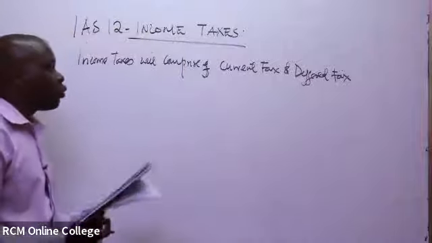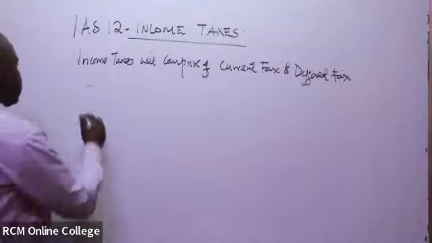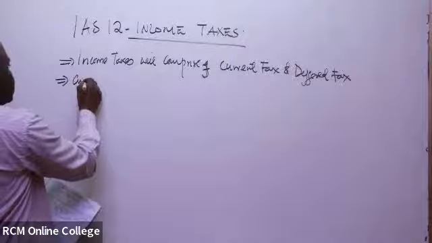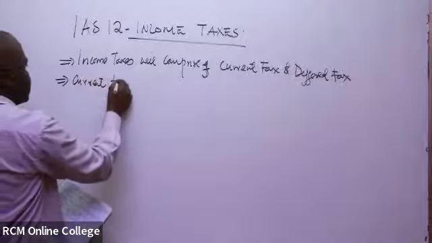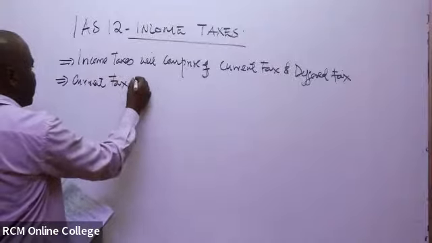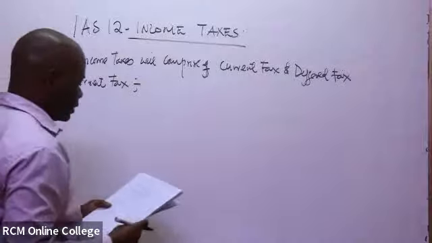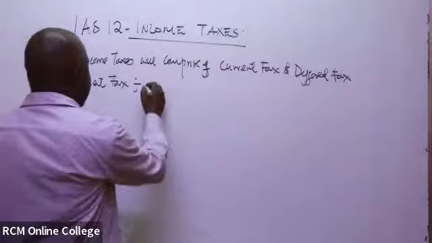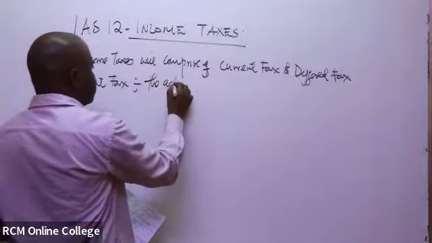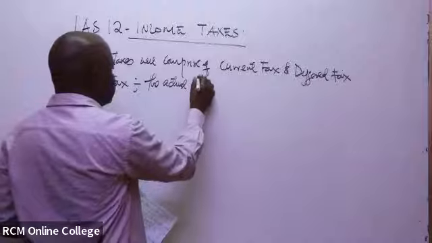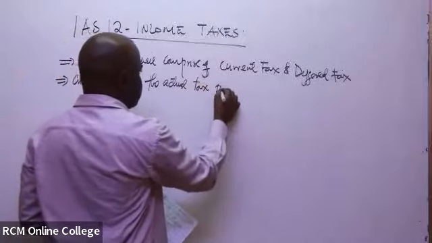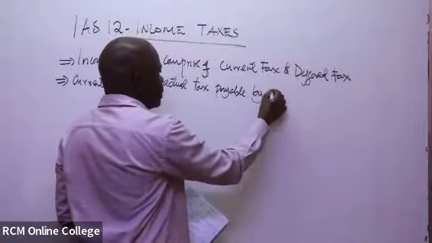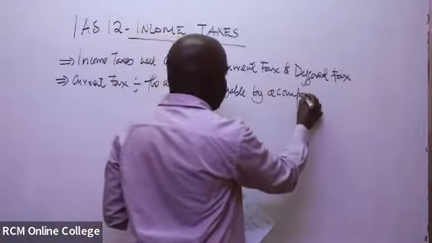So we can say, what is a current tax? Current tax is the actual tax payable by a company. The actual tax payable by a company.